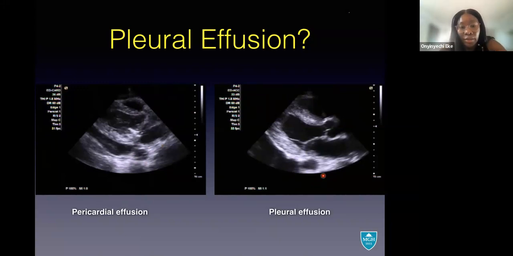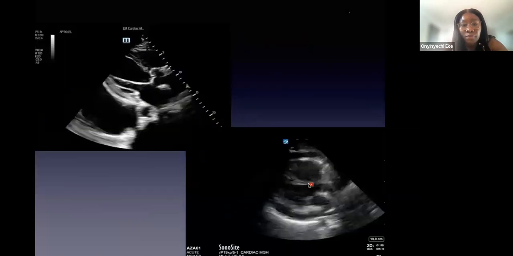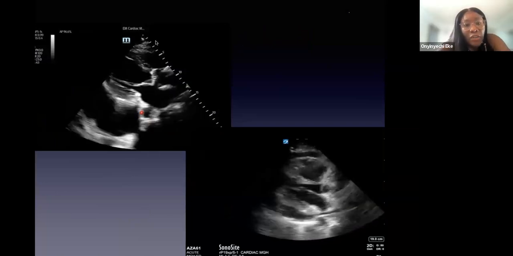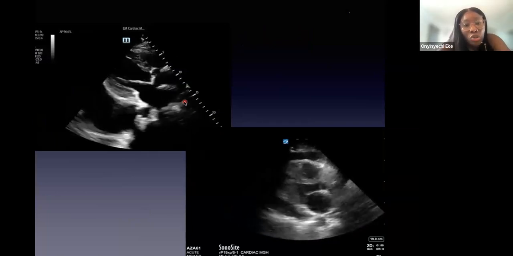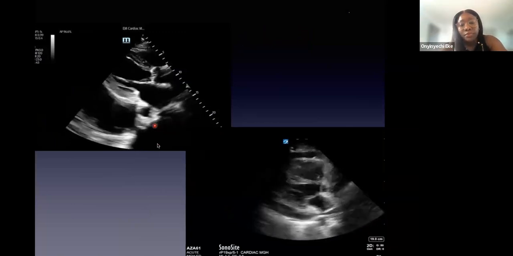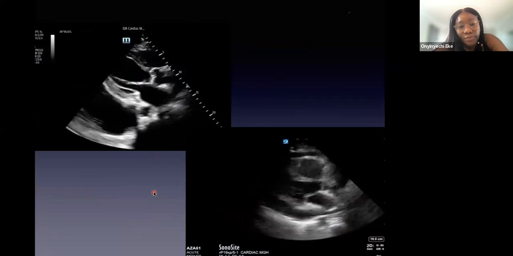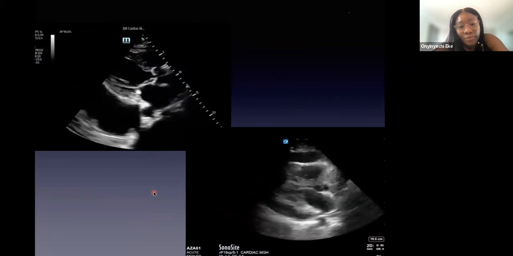Again, I'll say it one more time. We get our parasternal long axis view. If the fluid tracks in front or anterior to the descending aorta, that's a pericardial effusion. If the fluid tracks behind or posterior to the descending aorta, that is a pleural effusion. So can somebody help me out here? This very top, is this a pericardial effusion or is this a pleural effusion? What do you think?